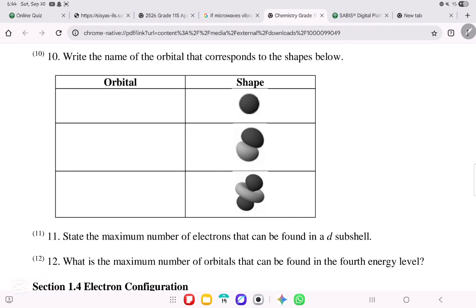Write the name of the orbital that corresponds to the shape below. This is s orbital because it's spherical. This is p orbital because it's dumbbell-like. And this is d orbital because it's a dumbbell with a donut in the middle. We move on to question number 11.